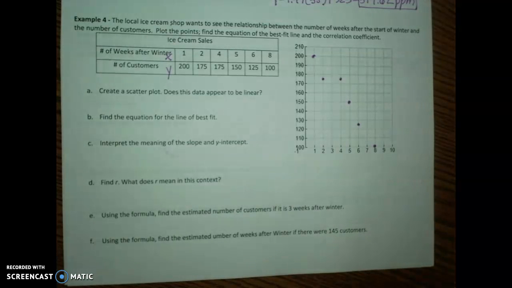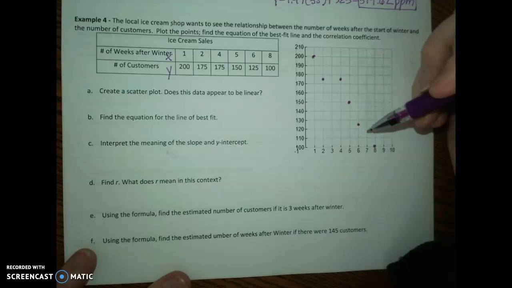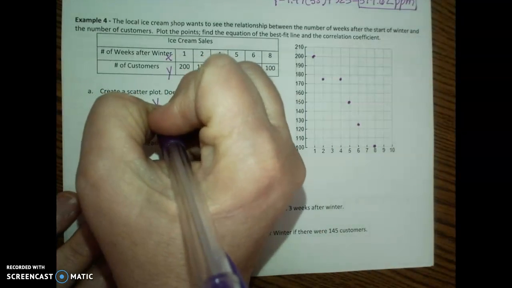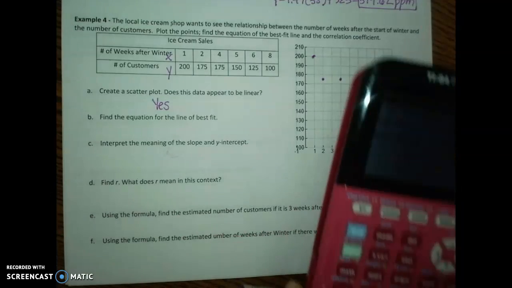Okay, so when I look at these points, does this data appear to be linear? Overall, I feel like I could draw a line straight through here. I don't see a curve or anything like that. So I'm going to say yes, this data does appear to be linear. And we want to find the equation of the line of best fit. So let's take our calculator.